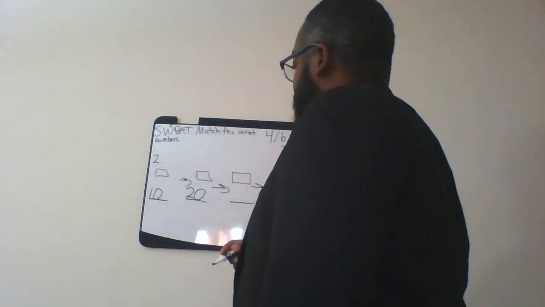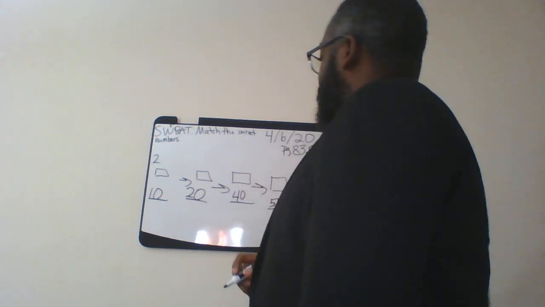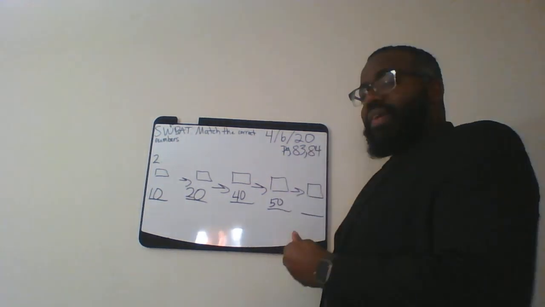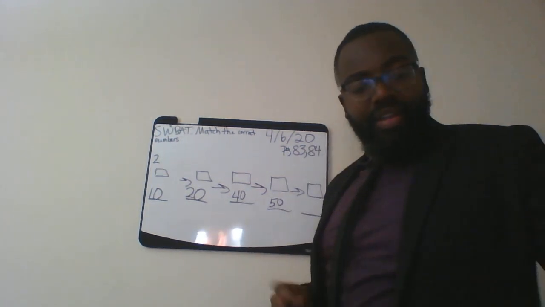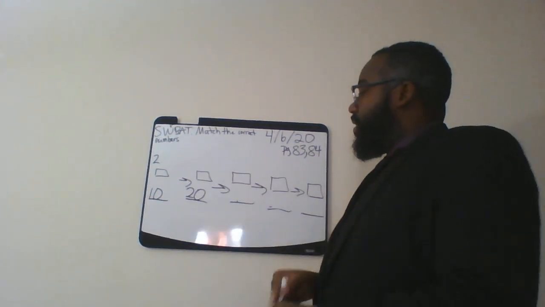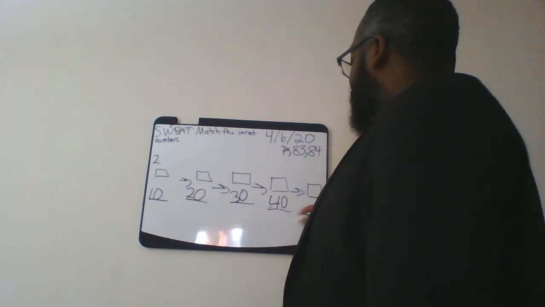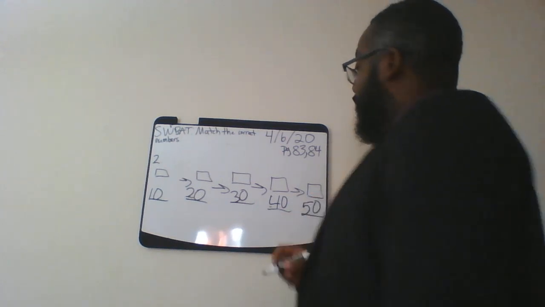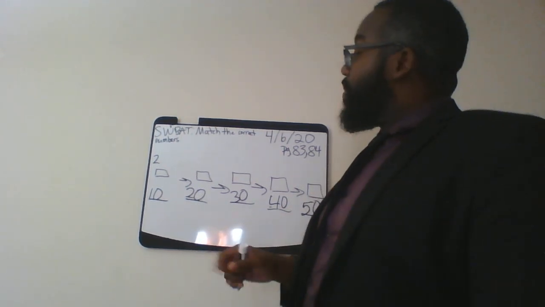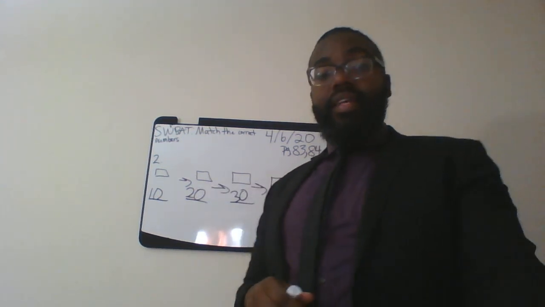20, 40, 50. Hold on, something's not right. That's not right, is it? No, you're correct. That's not right. So let me fix that. Let's try it again. 10, 20, good job. 30, good job. Hold on. 10, 20, 30, 40, and the last one is 50. So for number 2, you're simply counting by tens. For each item that you have, count by tens.